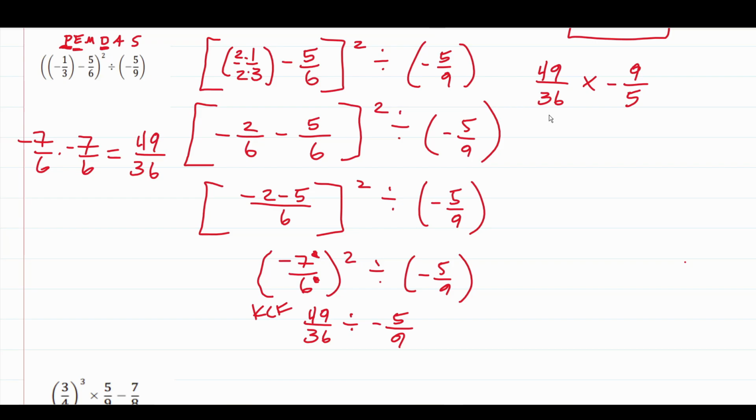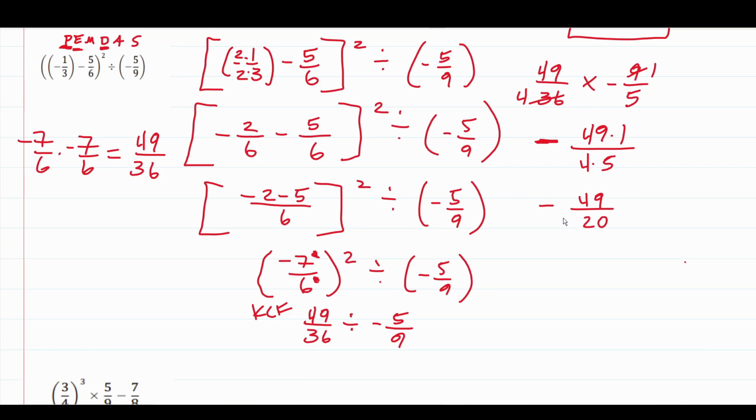Before we proceed, we want to simplify this a little bit more. I know 9 and 36 have a common factor. 9 goes into 9 one time. 9 goes into 36 four times. Okay, so we just reduced that. And now we have positive times a negative. Positive times a negative is going to result in a negative. This is 49 times 1 over 4 times 5. So this is negative 49/20.